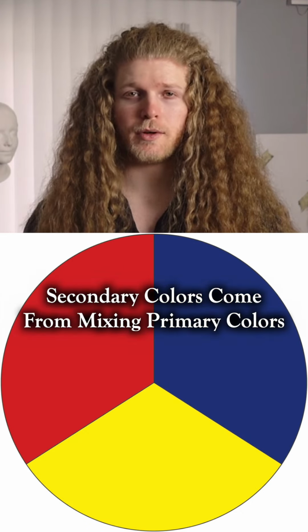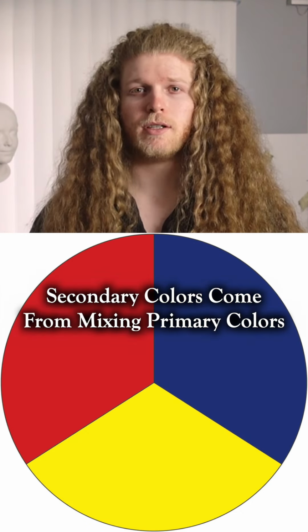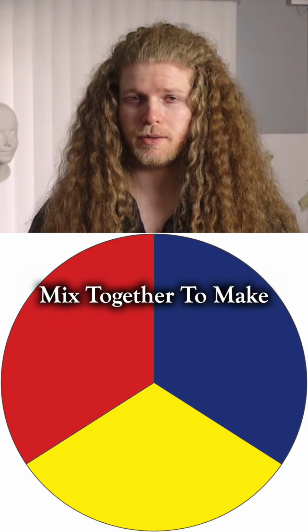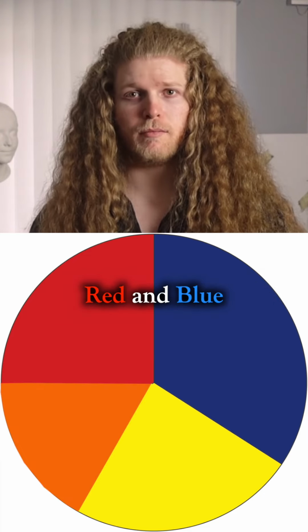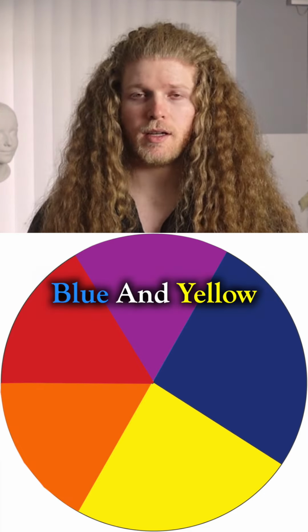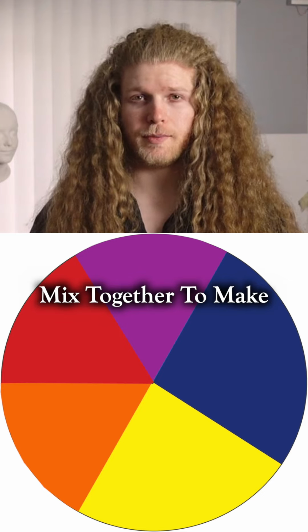Secondary colors come from mixing primary colors. Yellow and red mix together to make orange, red and blue mix together to make violet, and blue and yellow mix together to make green.